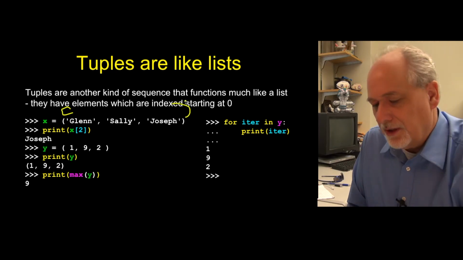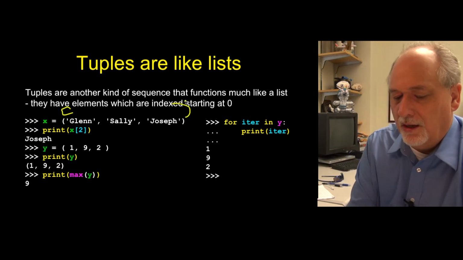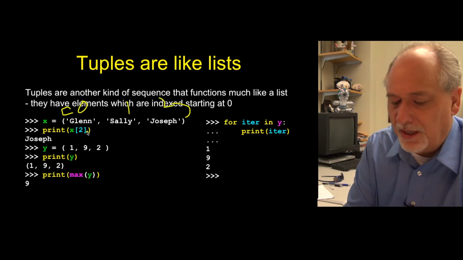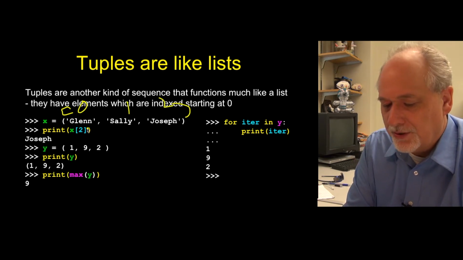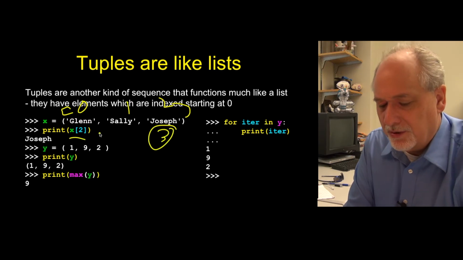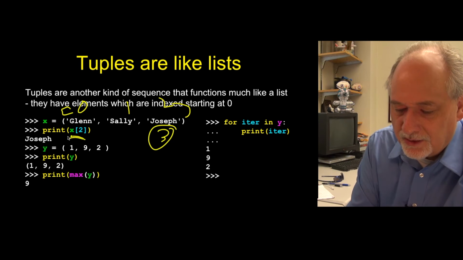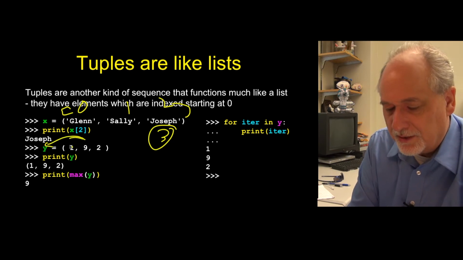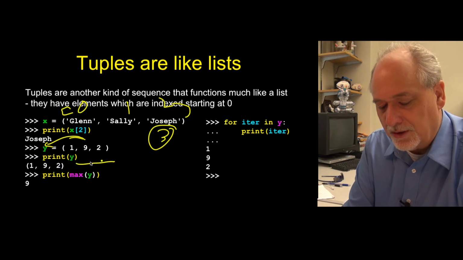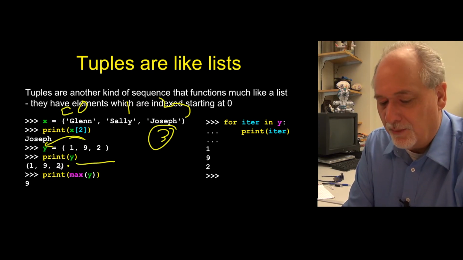There is a parenthesis, round brace or whatever, and they have positions 0, 1, and 2, just like a list. And you can look things up, x sub 2. So x sub 2 is actually the third element here, and so that prints out Joseph. You can make a tuple here. This is the constant syntax for a tuple, and the print statement shows you that this is a tuple, not a list, by showing you round parentheses.